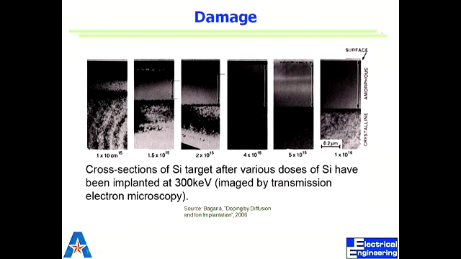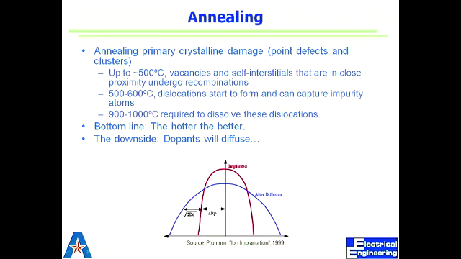So that increases. In this case, this is the whole region which has become amorphous with silicon. What annealing does is it takes care of the crystalline damage, point defects and clusters. If you heat it, different temperature ranges take care of different defects that are caused by implantation.